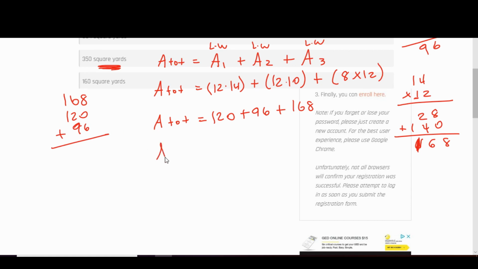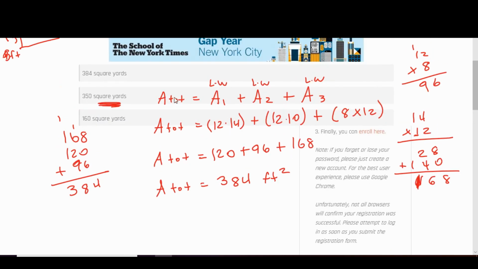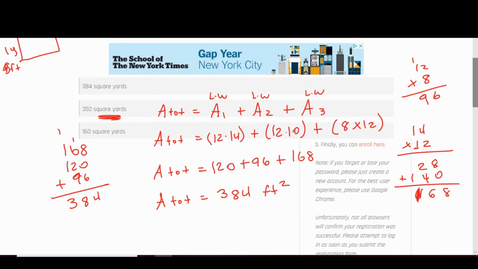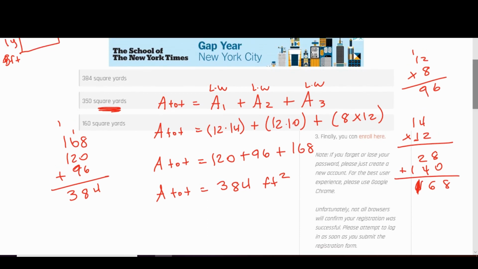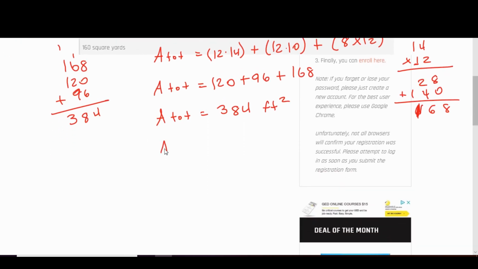Okay, and again, this is area total. 8 plus 6 is 14, carry the 1. 9 plus 1 is 10, 6 plus 2 is 8, so this is going to be 18. Carry the 1, 1 plus 1 plus 1 is 3. So this is going to be 384 feet squared. Our answers are given in yards, so we have to make this conversion to square yards. Again, there are 9 square feet per square yard, so I'm going to do A total equals 384 divided by 9.